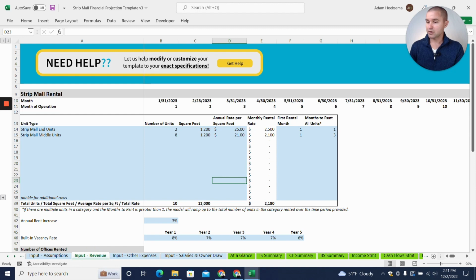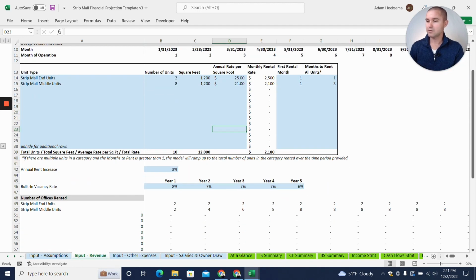And then on our input revenue tab here, we are going to be able to put in different unit types. So let's say we have basically 2 different unit types in the strip mall. The end units and we have 2 of those, one on each end, 1,200 square feet each, and maybe these end units are more desirable, and so they rent for $25 per square foot. And the middle units, we have 8 middle units, also each one averaging 1,200 square feet, and those rent for $21 per square foot.